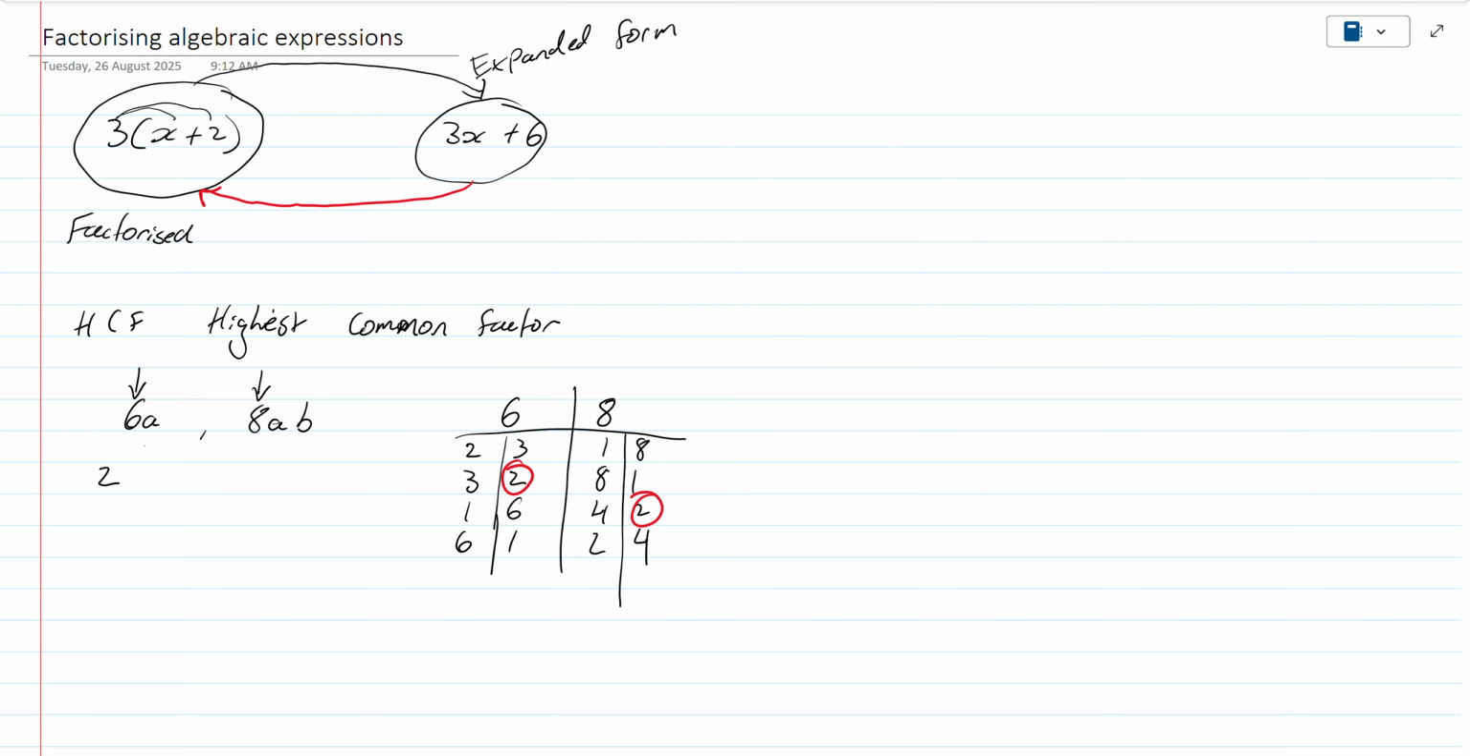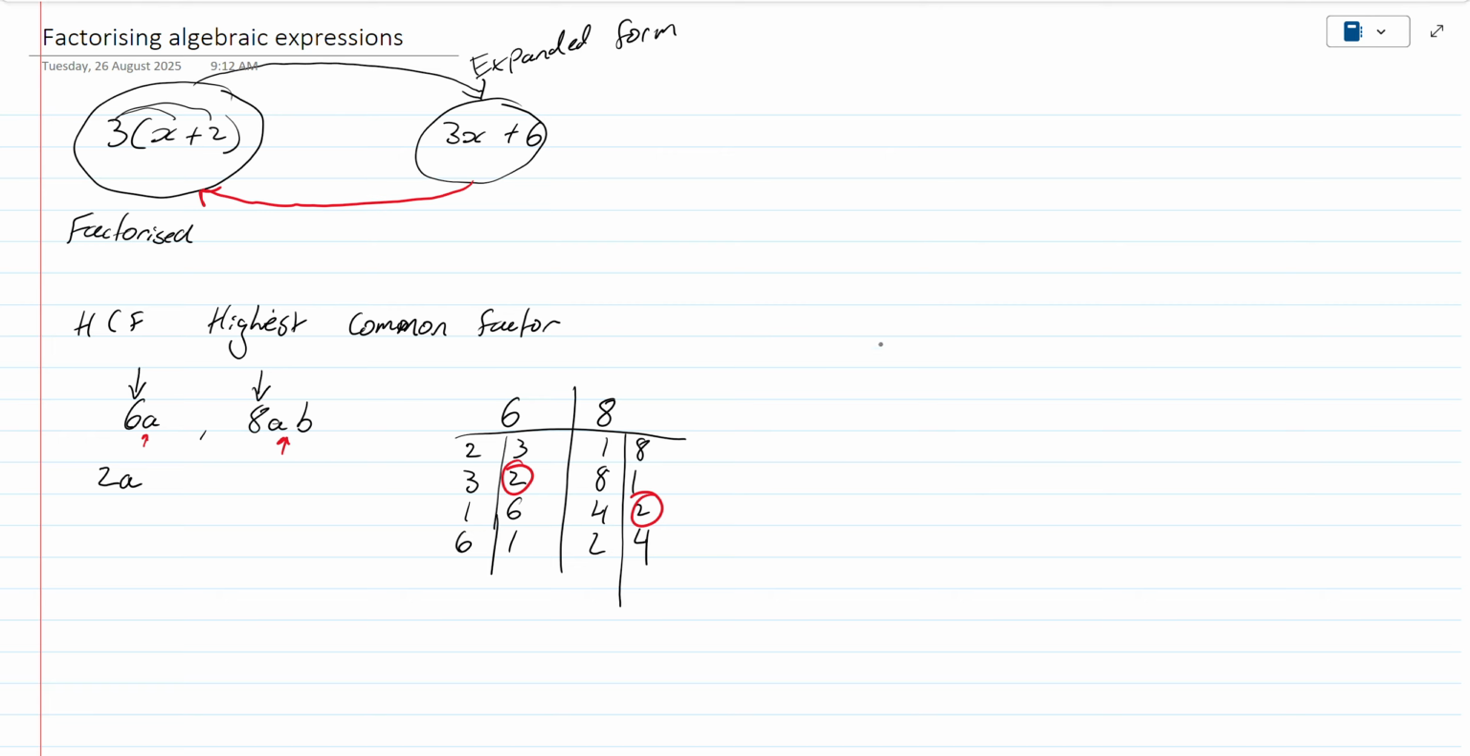But then we also have these pronumerals. What is common between a and ab? Hopefully you're able to say it's just a, because 6a does not have a b, so it's not common. So 2a is the common factor between 6a and 8ab.